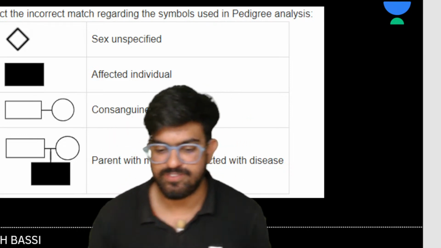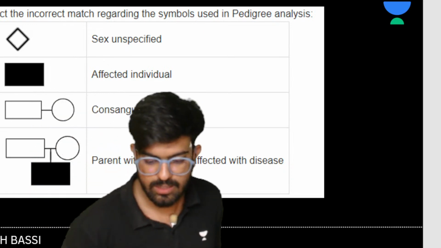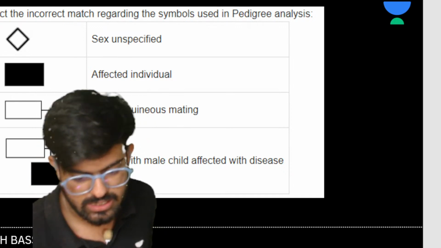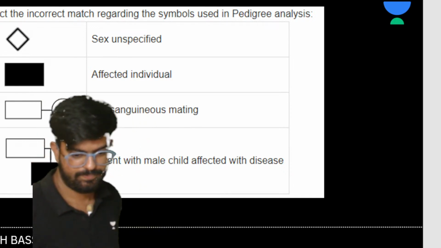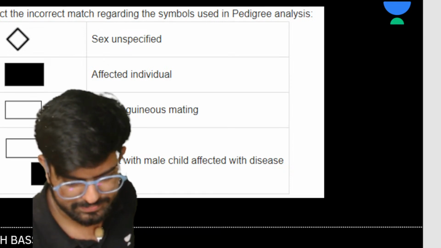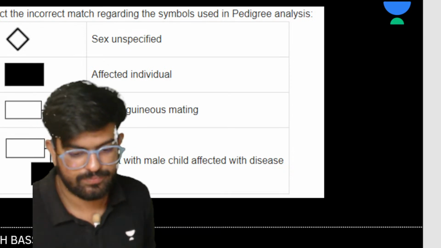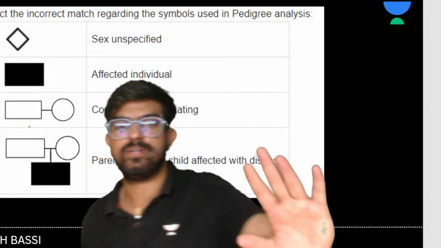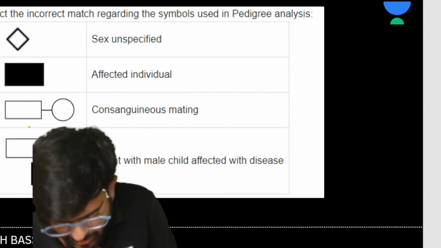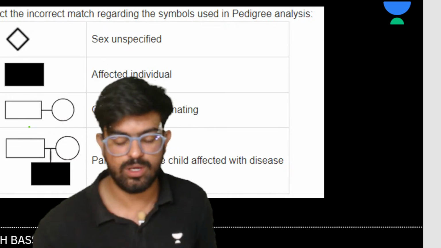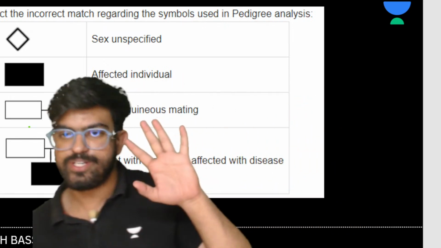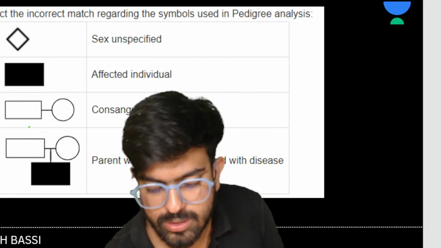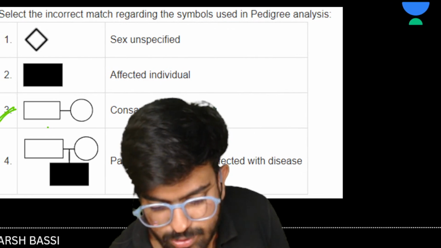Mating, sex unspecified, affected individual, parent male with affected child. Yes, it's 3. The option 3 represents the normal marriage. Clear? Now, questions will come from symbols. Clear to everyone? Very easy. So you don't have to worry about the symbols, right? You really don't have to worry about the symbols.